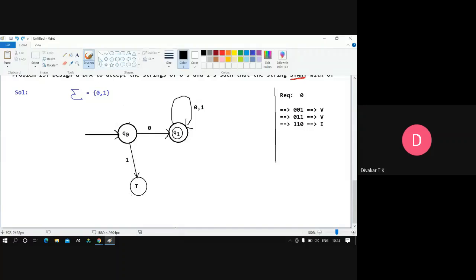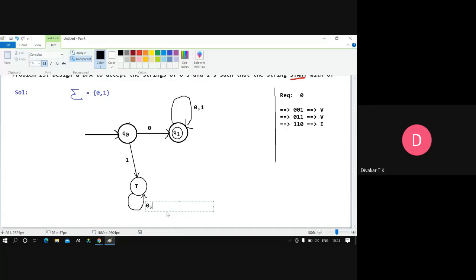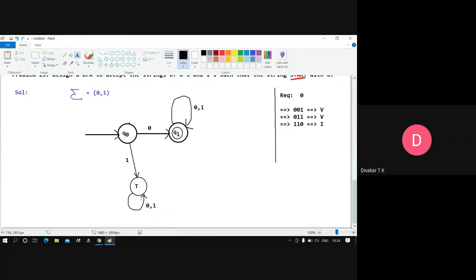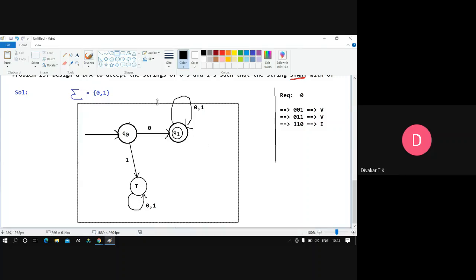Now, in the trap state it will always be a self loop, guys. Always it will be a self loop on 0, 1. Both the symbols should be passed to the same state, called the trap state, guys. So this is the solution for strings starting with 0 here. Got the clarity?